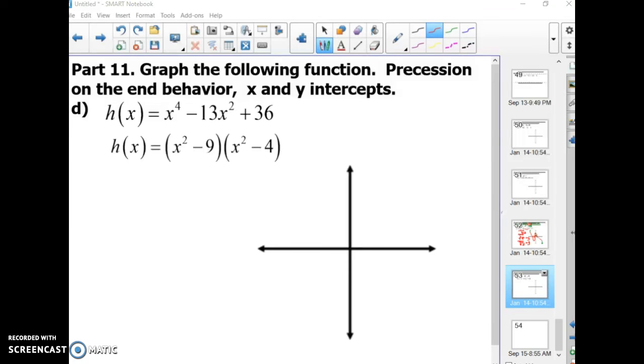Okay, you guys are back. We're going to graph the following function, with precision on the end behavior, x and y intercepts. When I want precision on my x, it's also my zeros. So intercepts and end behavior.